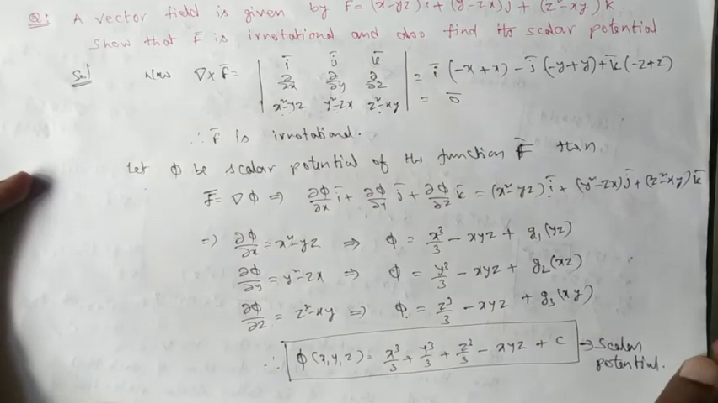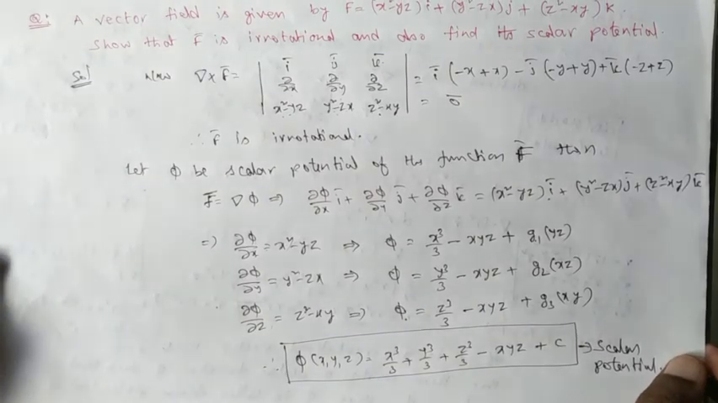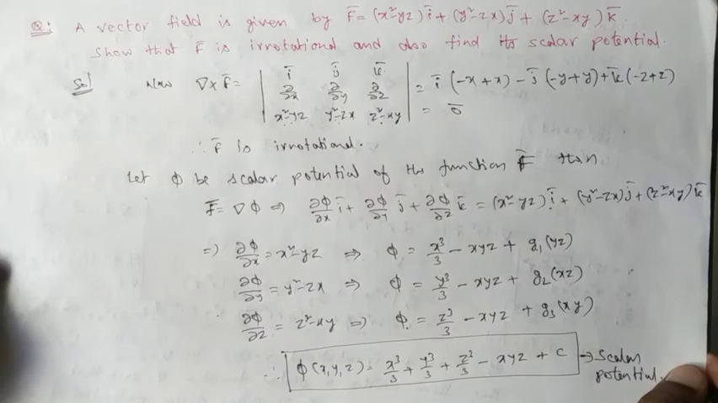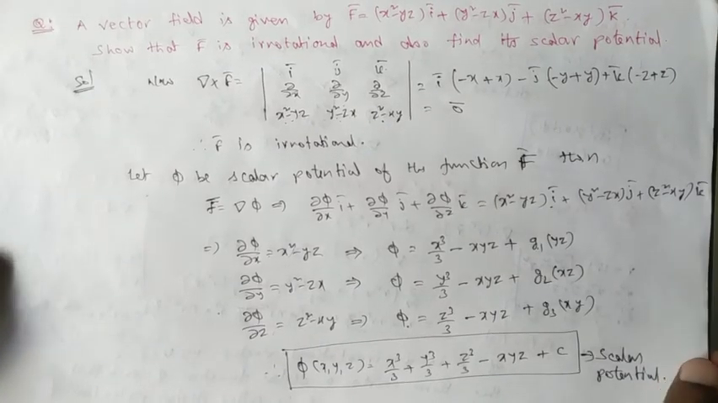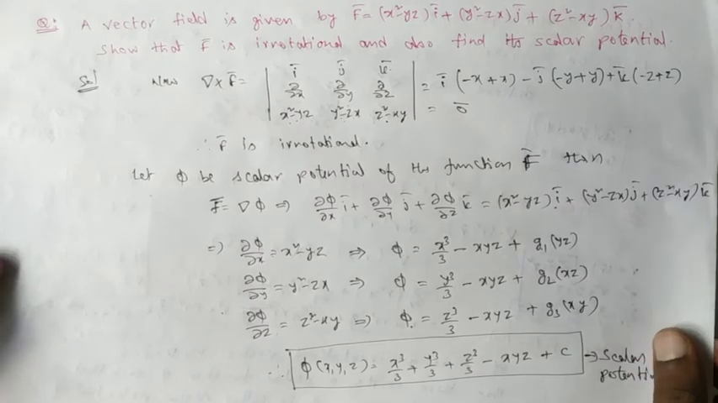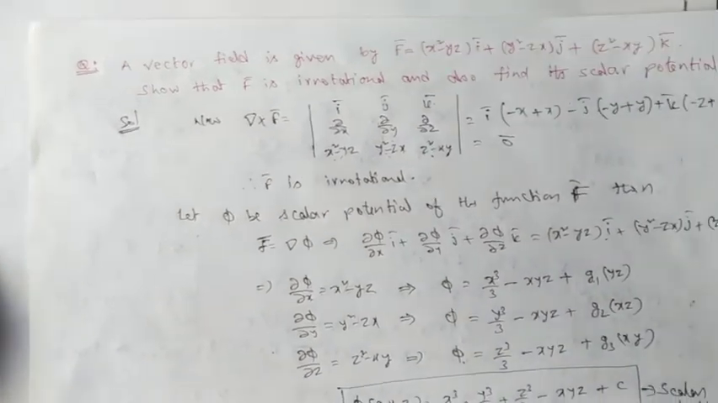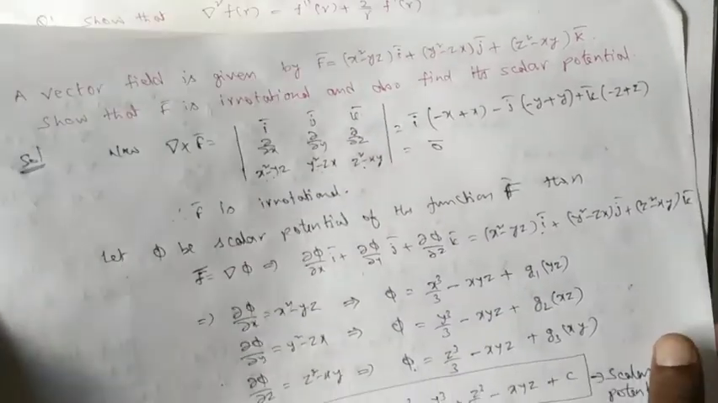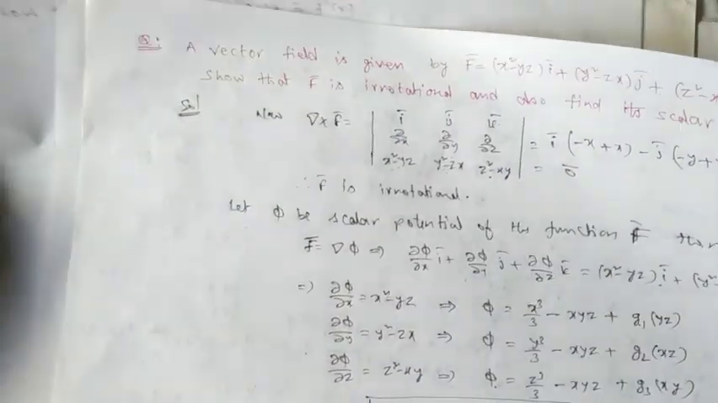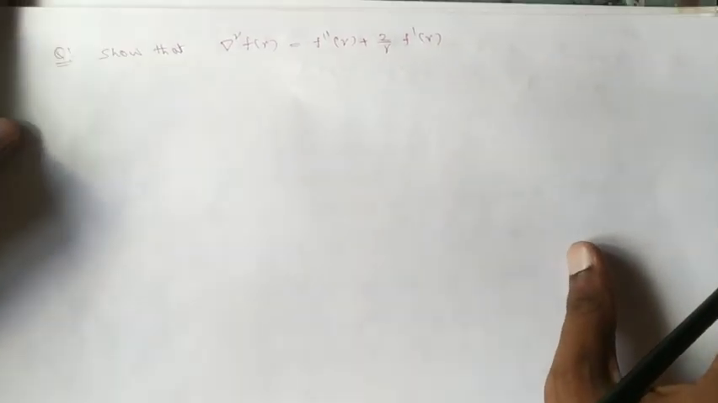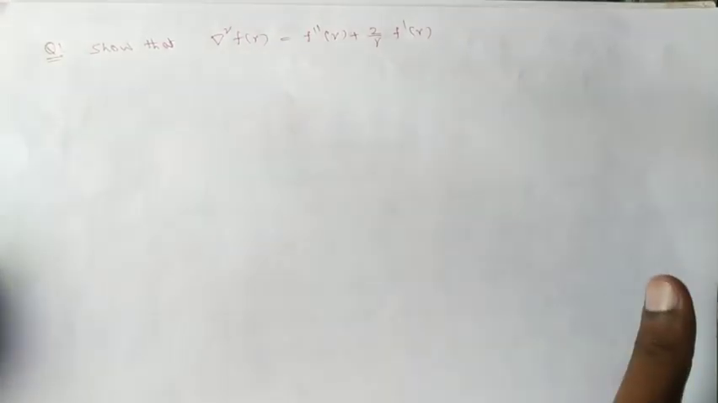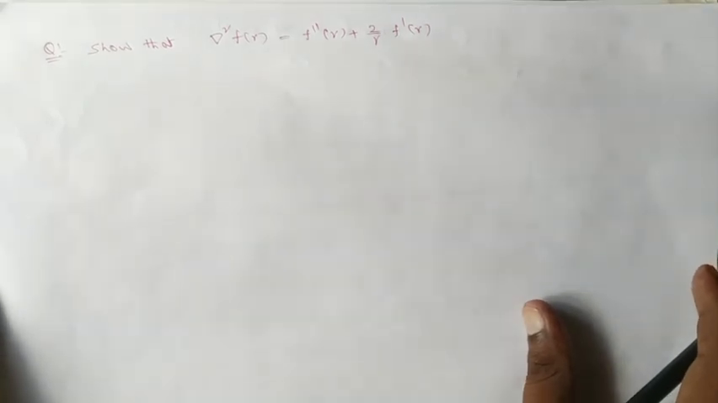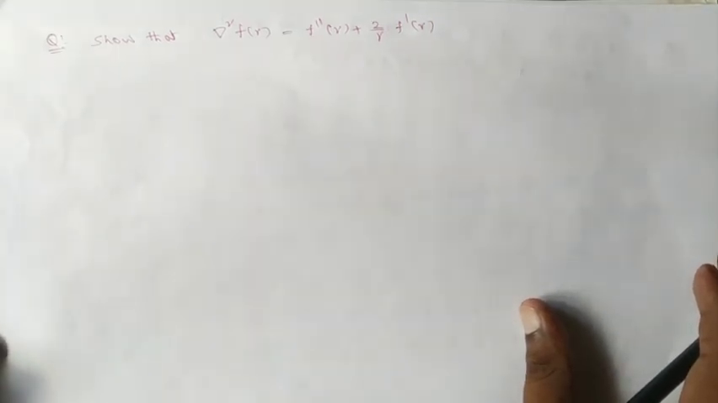Clear? I think you can understand how to show that the given function is irrotational, and how to find the scalar potential of the given vector field if the vector field is irrotational. Similarly, I just want to solve some other problems in this unit, and with that, we can wind up this unit.